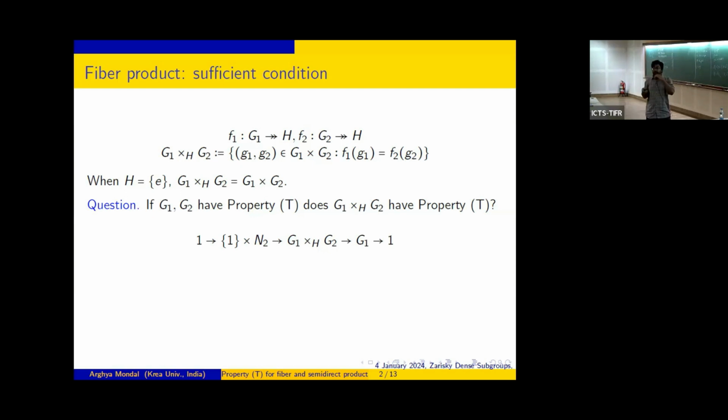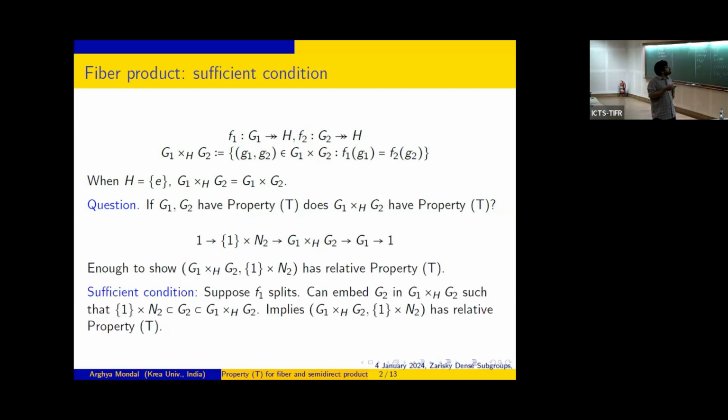In fact, I should remind you what relative property T is. We saw yesterday that property T means that if a representation has almost invariant vectors, then it must have an invariant vector. In the case of relative property T, you have a pair of groups, a group and a subgroup. The relative property says that if a representation of the bigger group has almost invariant vectors, then there will be an invariant vector under the subgroup.